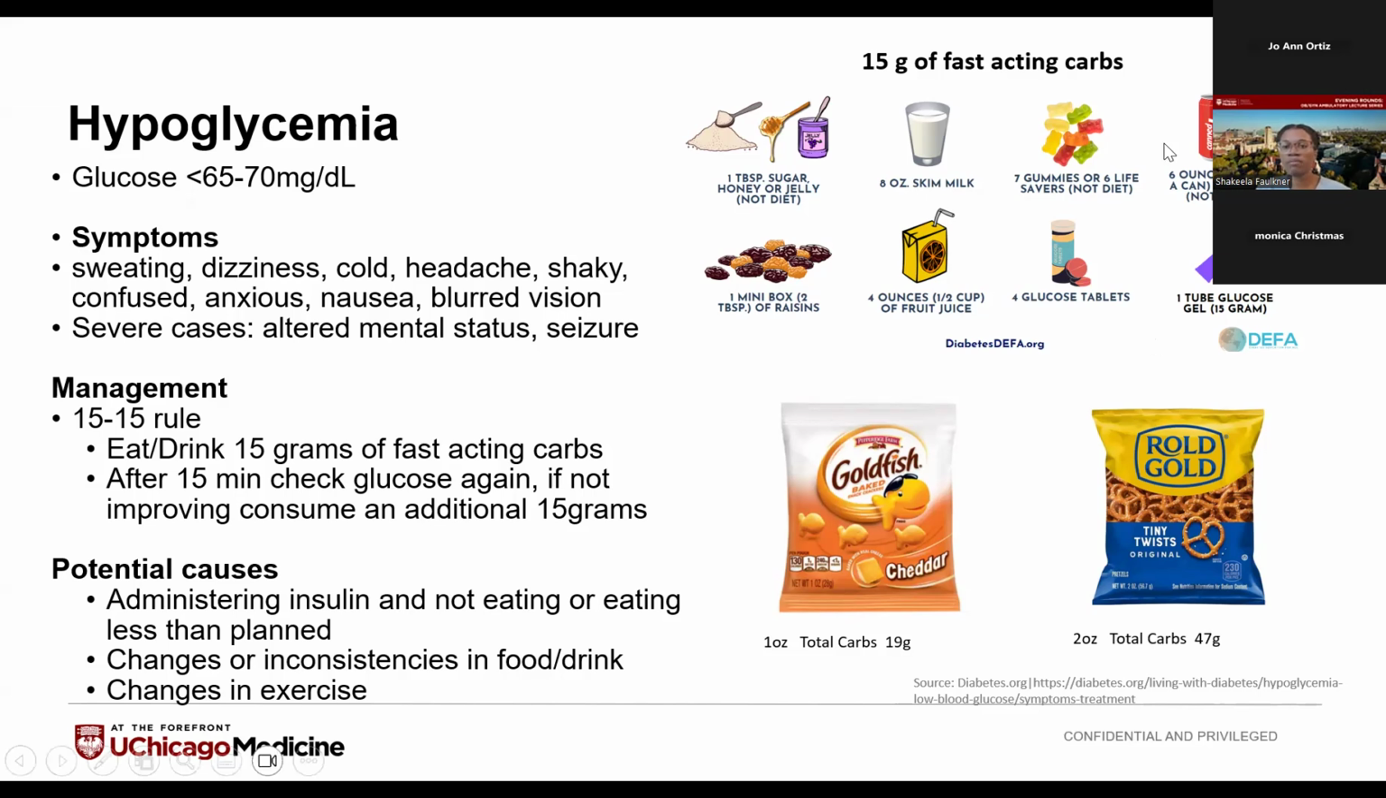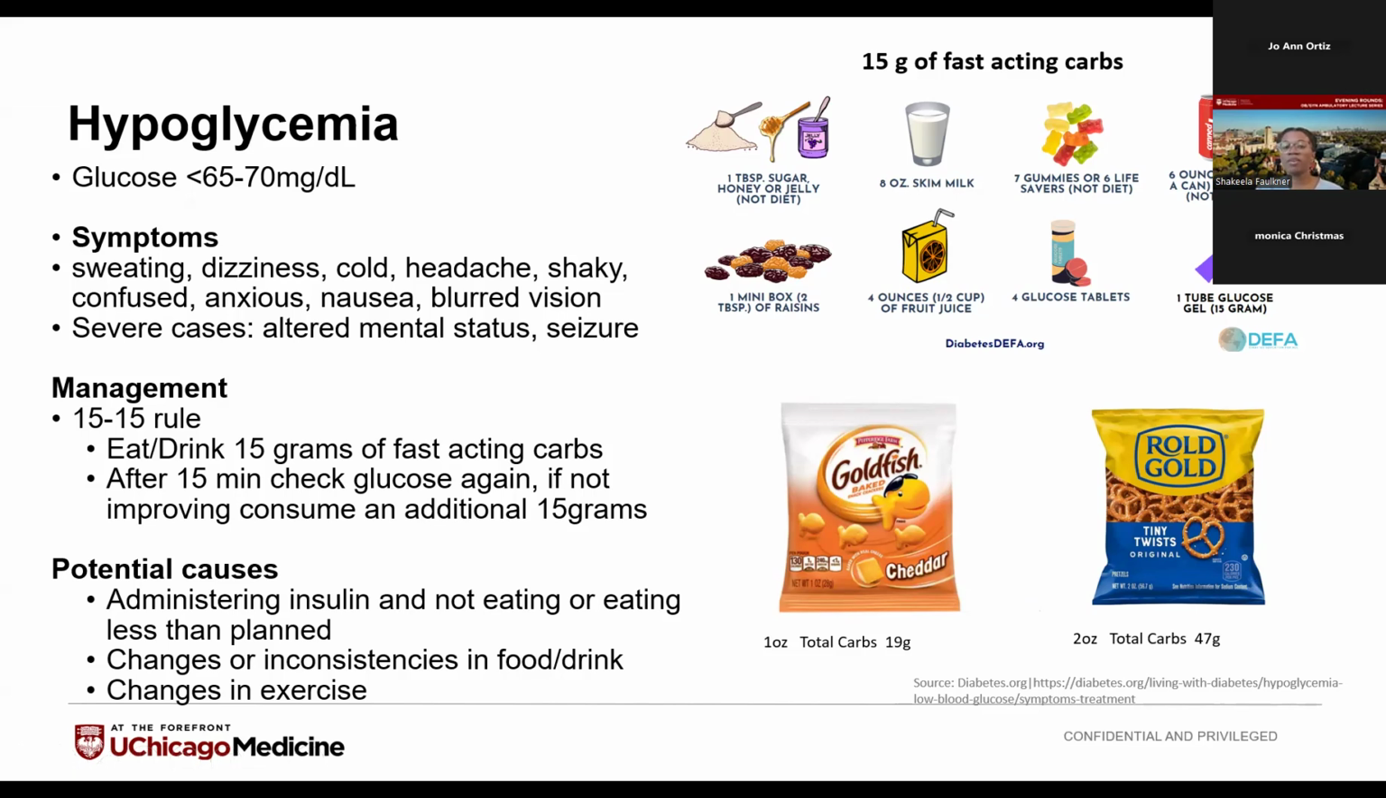And so here's just an example of fast-acting carbs. It's actually, 15 grams is quite small. So, a tablespoon of honey, 4 ounces of juice. This is often like the juice cups that we have in most of our clinics in the hospital. They're usually 4 ounces. I put these down here because these are common snacks that we have around. So just so we know, the small goldfish is about 19. A small pretzels is actually 47. So it is quite high.